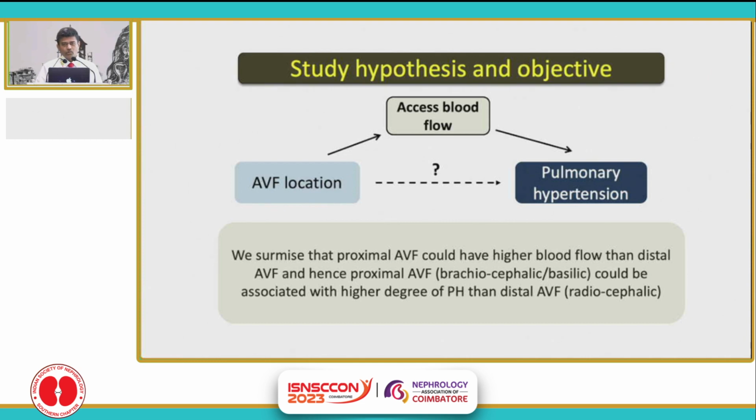So what we wanted to assess in our study was whether the location of AV fistula could influence the severity of pulmonary hypertension, because we surmise that proximally located brachiocephalic or brachiobasilic fistulas have higher blood flow than distally located radiocephalic fistula, and so proximal fistulas could be associated with a higher severity of pulmonary hypertension.